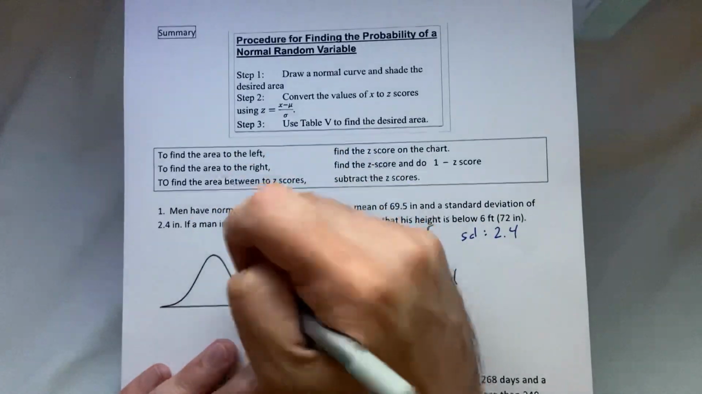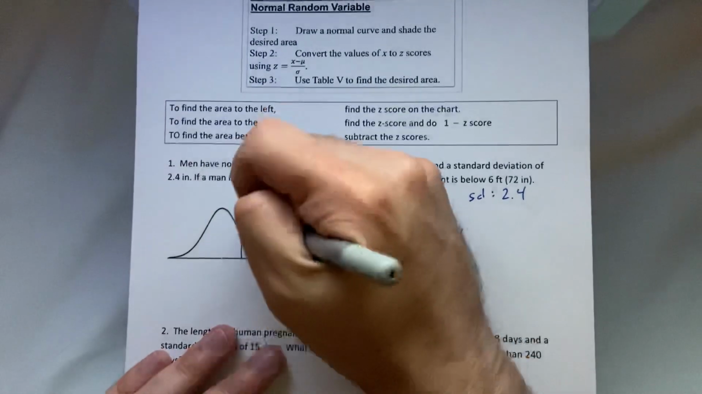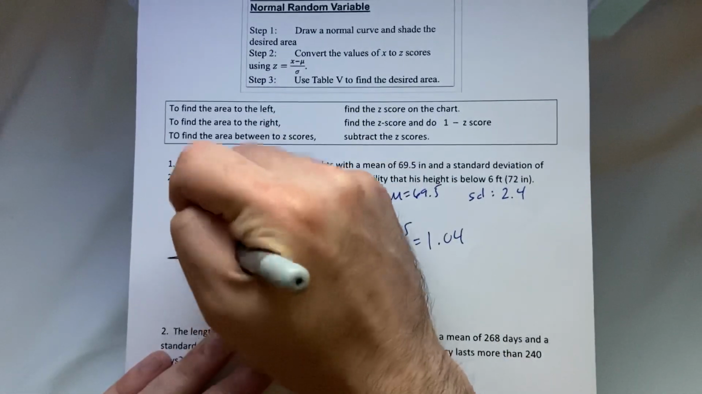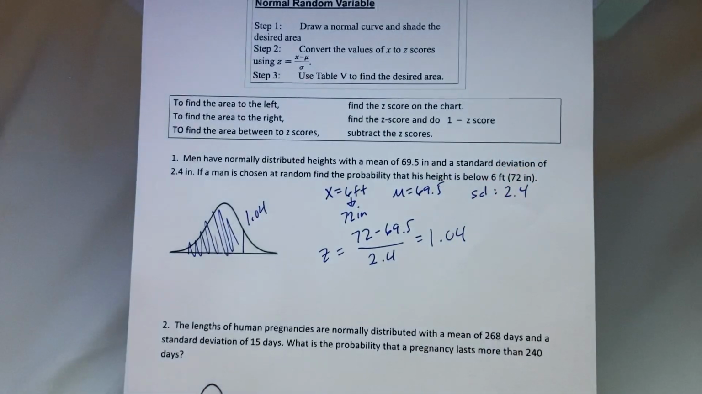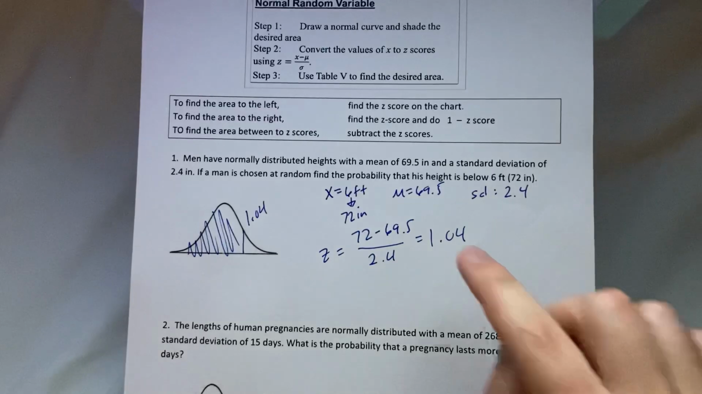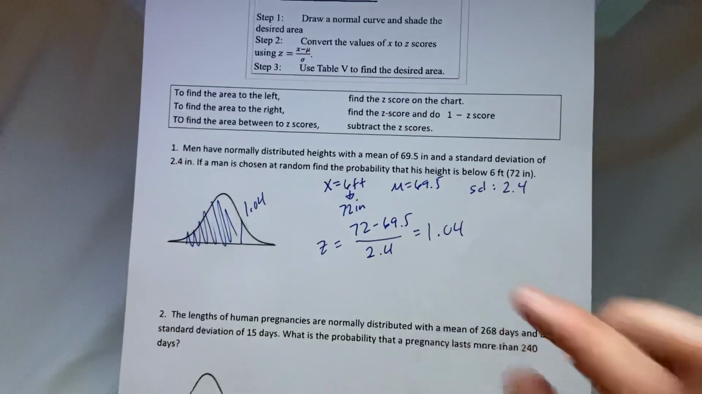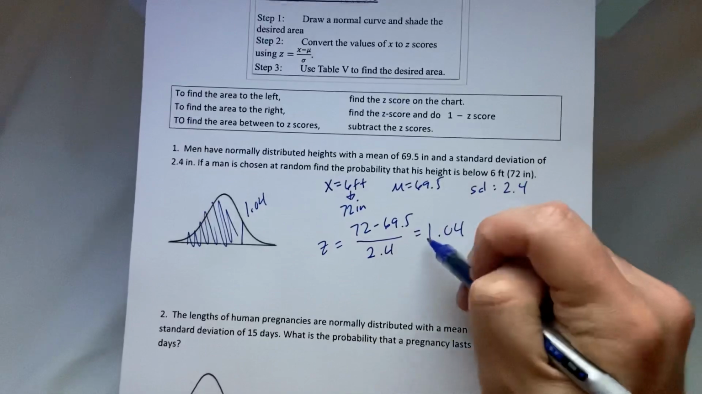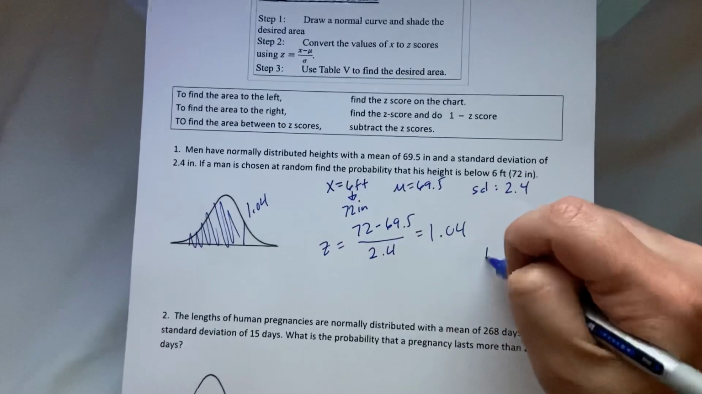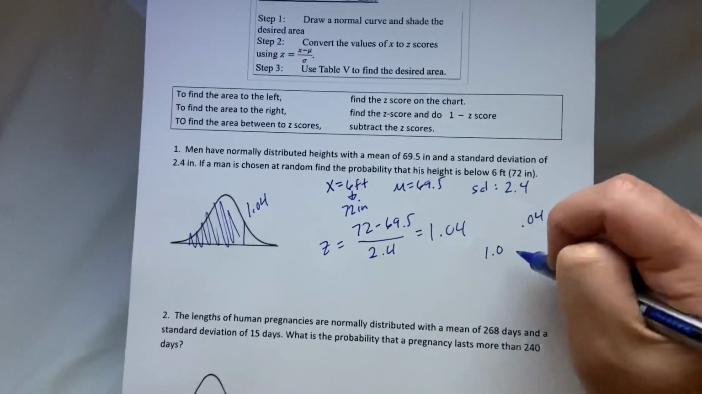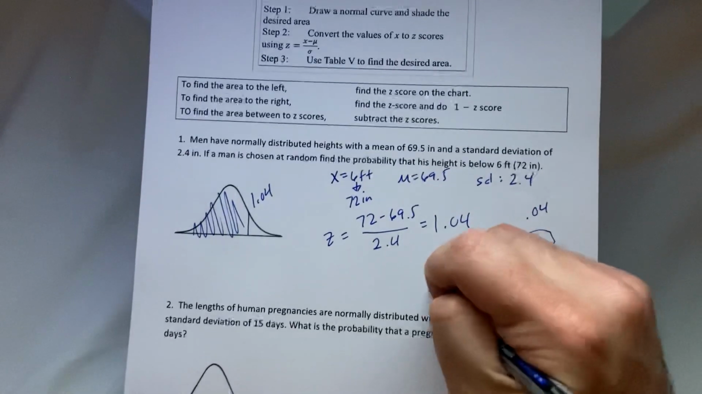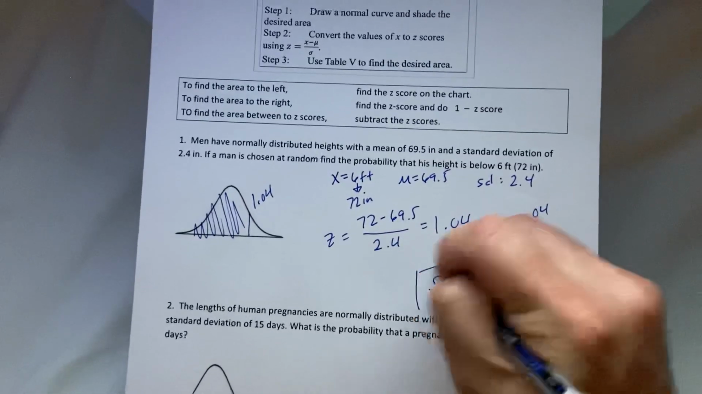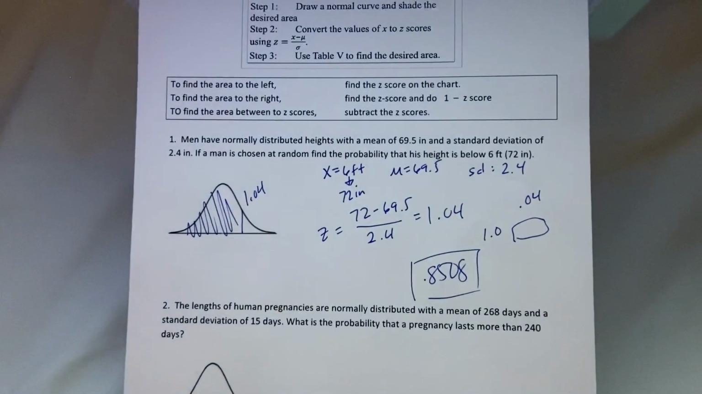Now, what are the chances that they are less than 6 feet tall? Less than means to the left. So all I need to do is find the area to the left. So this is where I use the chart and look for where 1.04 is and find the number. So that would be 1.0 on the left side and 0.04 on the top. And find the number in the middle of them, in which case this number is 0.8508. So that means 85% of people are under 6 feet tall, roughly, for the normal distribution.